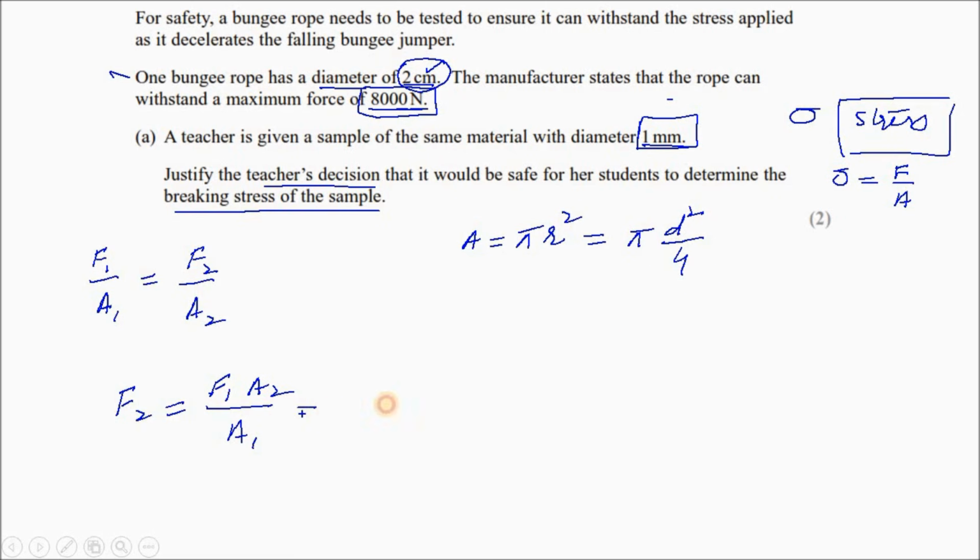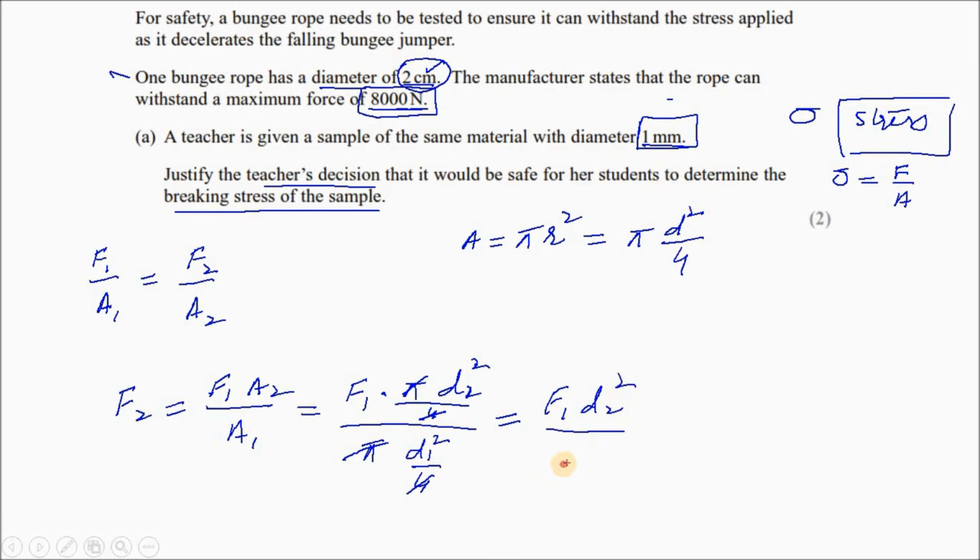So clearly you can say that F1 into A2 will be equal to pi d1 is, sorry, not d1 because it's area 2, so d2 square by 4, divided by A1. A1 is pi d1 square by 4. Clearly pi, 4 and 4 cancel. So you say that F1 times d2 square by d1 square.